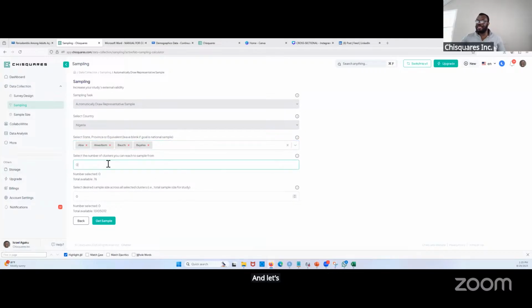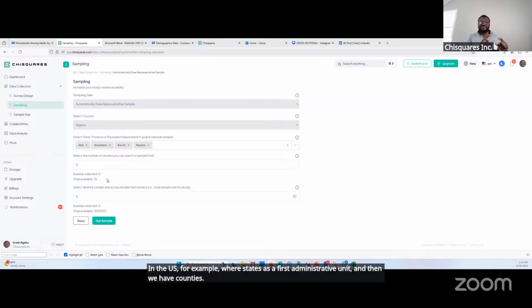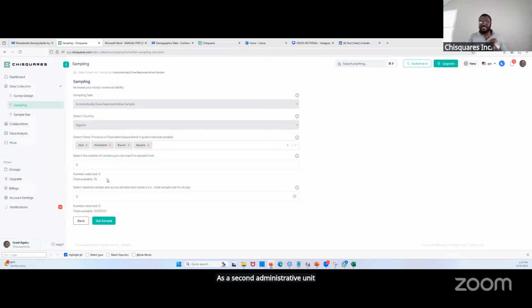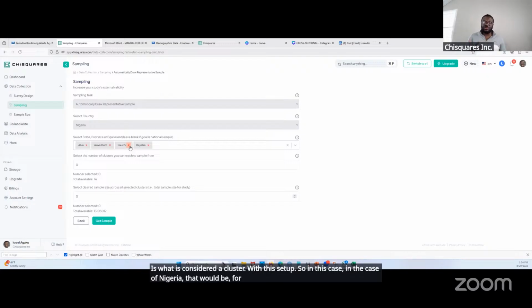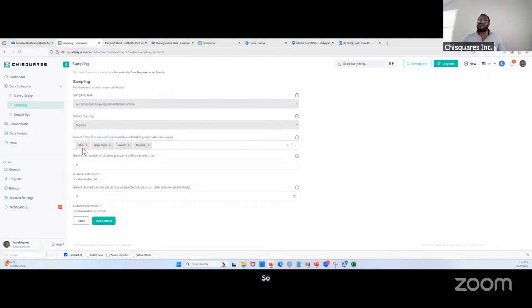And let's say that from these 4 selected states, there are 76 clusters you can select from. We use clusters in this case as the second administrative unit. In the US, for example, we have states as the first administrative unit, and then counties as the second administrative unit. So the equivalent of counties is what is considered a cluster with this setup. In the case of Nigeria, that will be, for example, local government areas. So across the 4 states, there are 76 clusters you can select from.